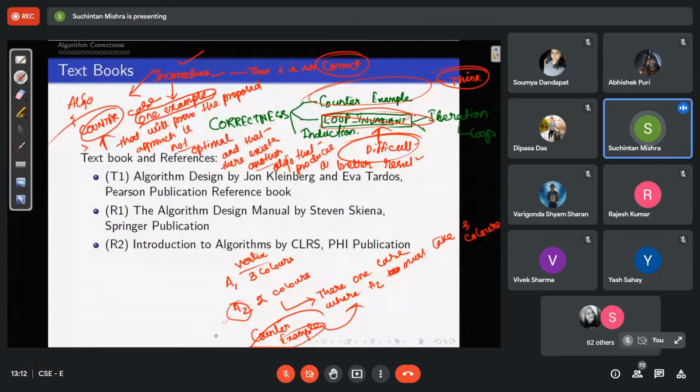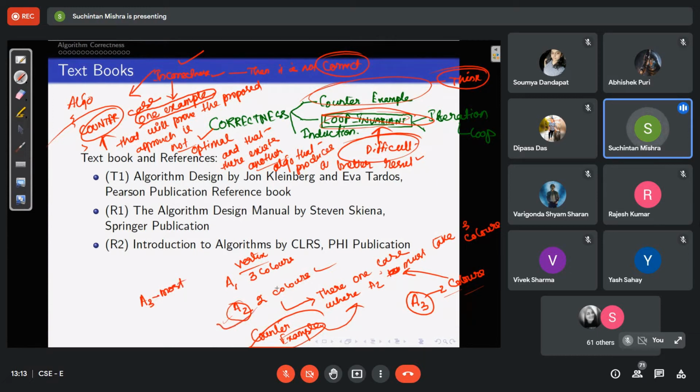But at the same time, this statement also says that there is another algorithm A3, which will take 2 colors for this counter example also. For all the examples, it will take 2 colors. And also for the counter example, now it will take 2 colors only. So now we can say A3 is the most optimal algorithm.